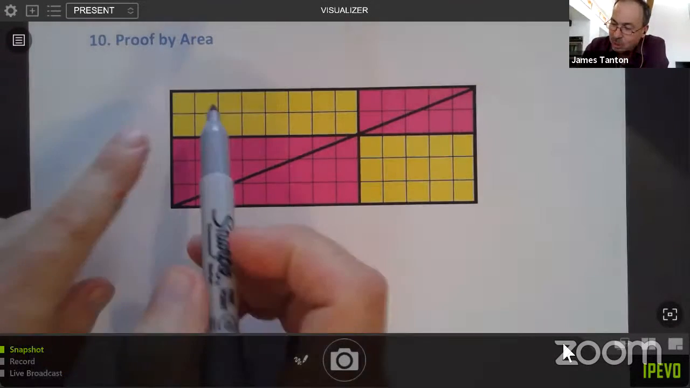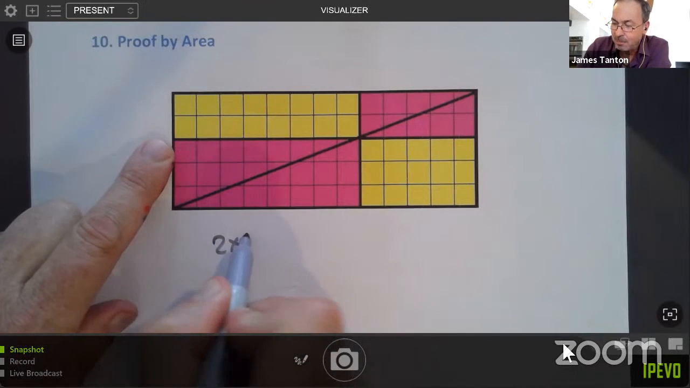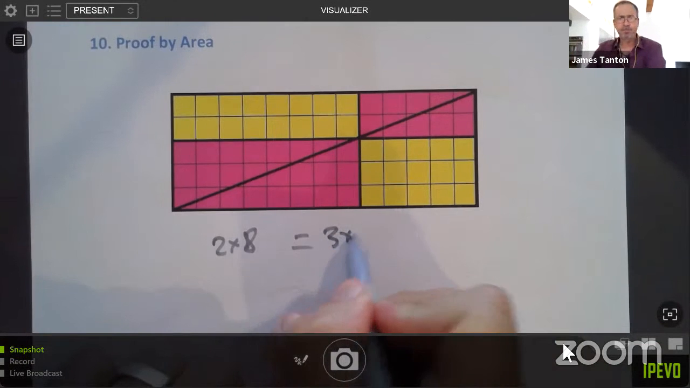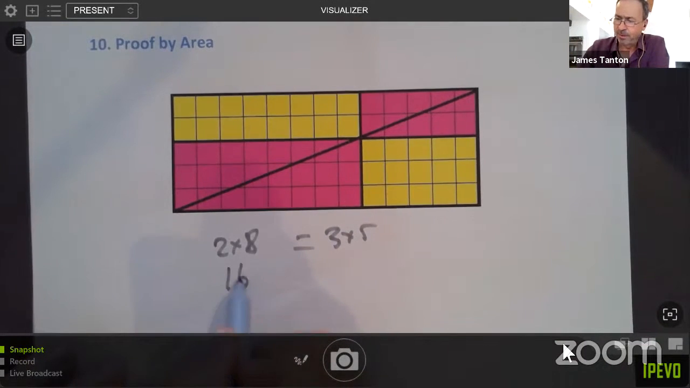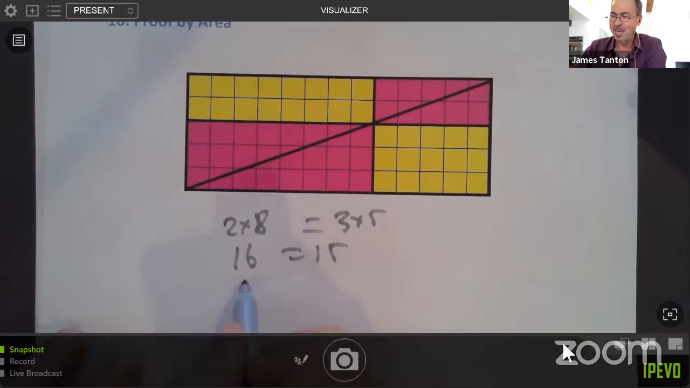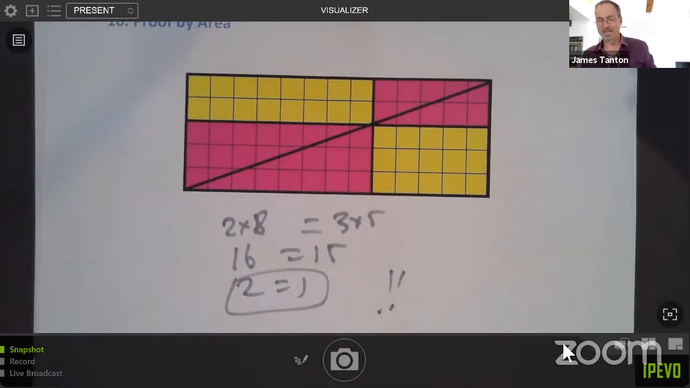And how big is the yellow area? 2 by 1, 2, 3, 4, 5, 6, 7, 8. 2 by 8 must be the same area as 3 by 5. So 16 equals 15. Let's subtract 14 from both sides. 2 equals 1. Done. There's a nice, simple, clean proof. I like that one. That's a good one.